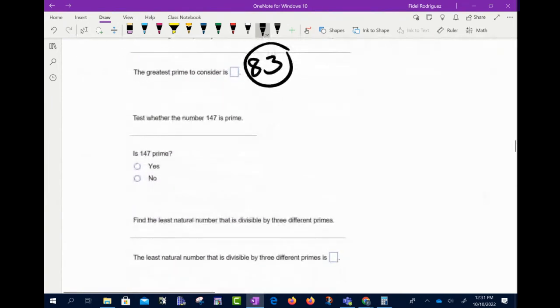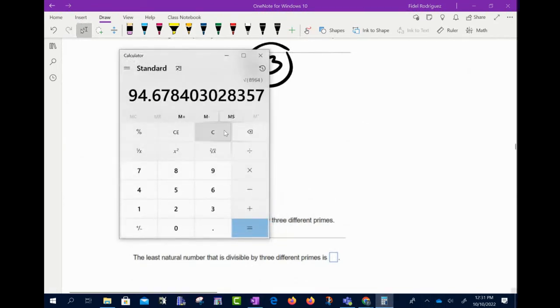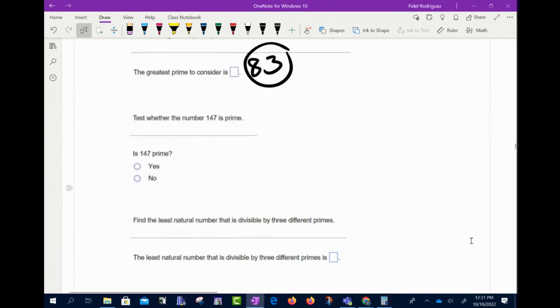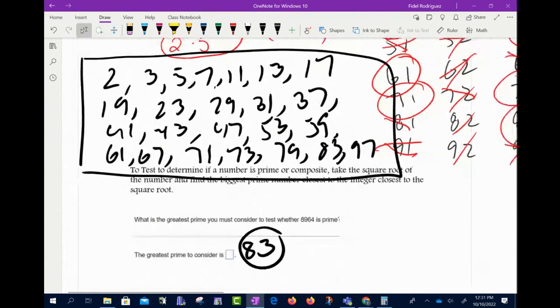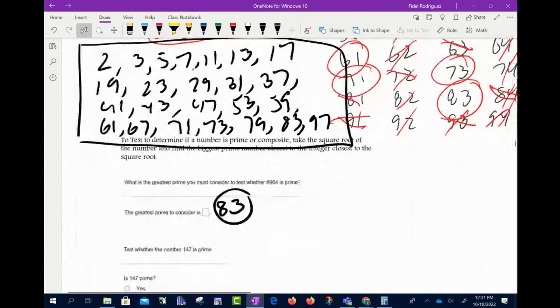All right. Now it says test whether the number 147 is prime, okay? So look, guys, I'm going to do the same thing. I'm going to come back over here. I'm going to take 147. I'm going to take the square root of it. So I'm coming up with 12, okay? So what's the first prime number that's smaller than 12? 11.